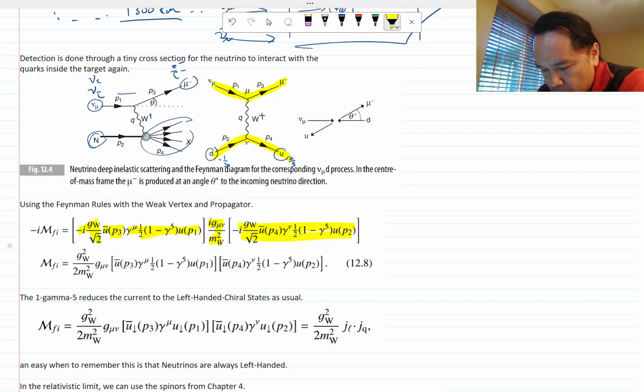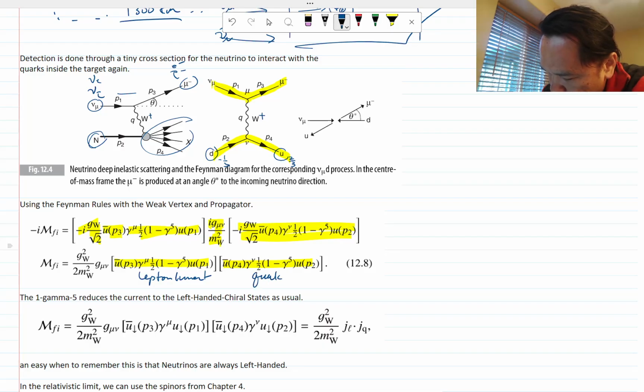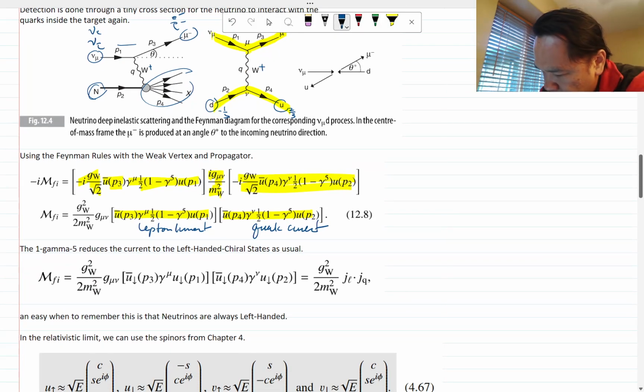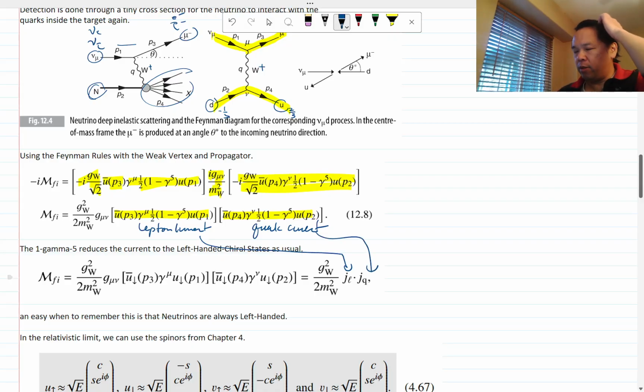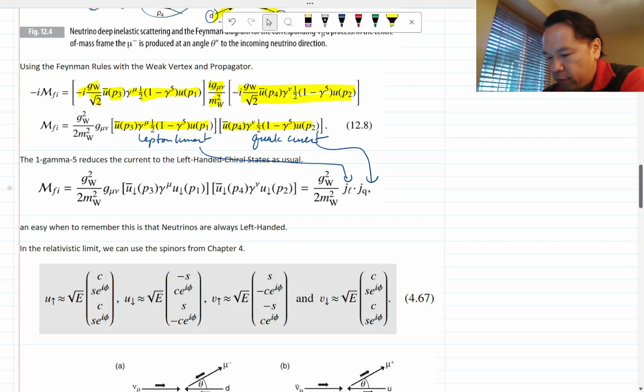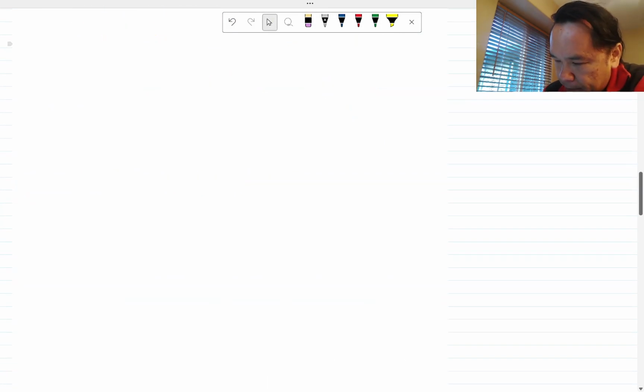Simplifying this a little bit, we end up with this piece here and this piece here. This is the lepton current, and this is the quark current. We're going to simplify this a little bit by just calling this the lepton current and this the quark current. We're going to see that the calculation for them is going to be very similar to each other because they both couple to this weak vertex.